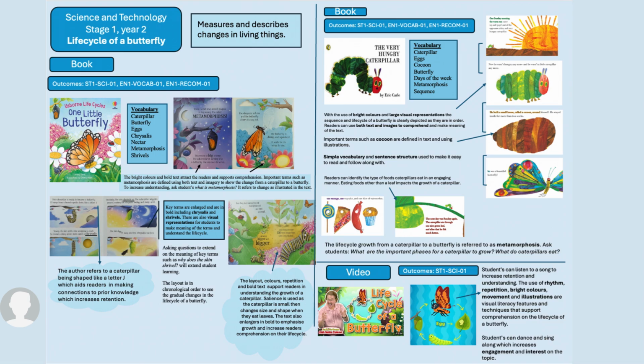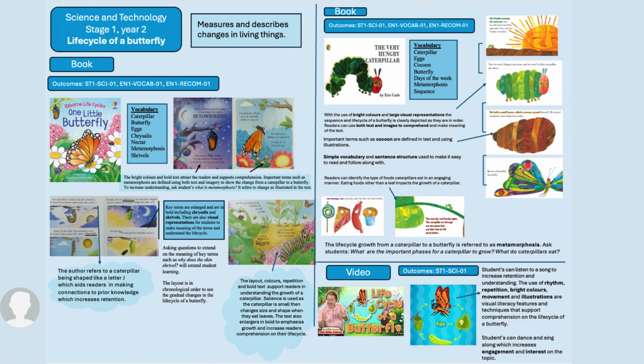Now, for example, when looking at the text One Little Butterfly, students are interested in reading and learning about the life cycle of a butterfly, as on the cover page, there are some great use of bright colours like yellow, blue, and pink, which capture students' attention. The large image of the butterfly is salient, which supports students in understanding what the text is about.